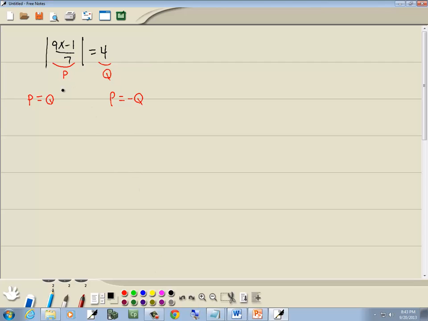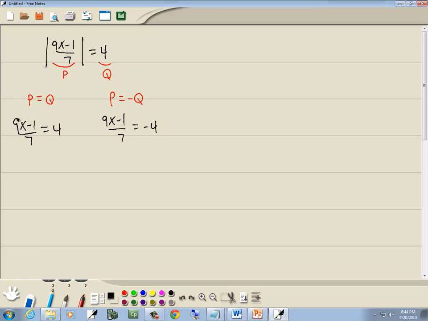So everywhere we have a p, we'll plug in (9x minus 1) over 7. Everywhere we have a q, we'll plug in 4. So this gives us (9x minus 1) over 7 is equal to positive 4, and (9x minus 1) over 7 is equal to a negative 4. Now we're going to solve each one of these down. This is a linear equation.